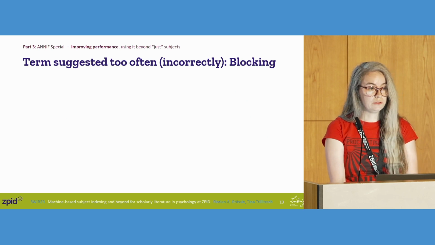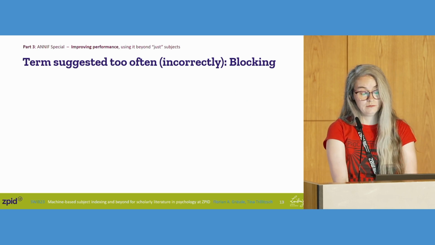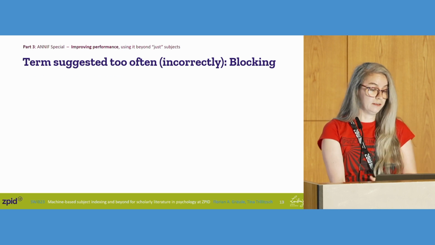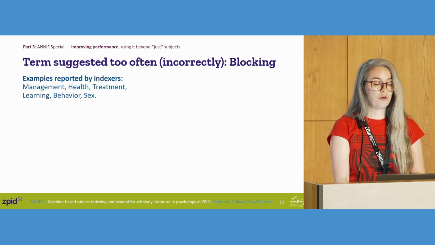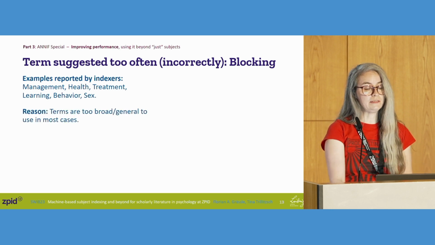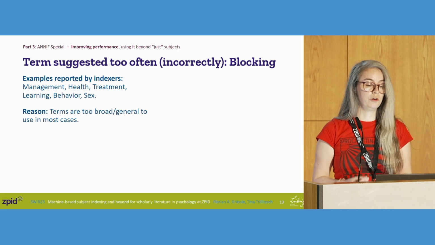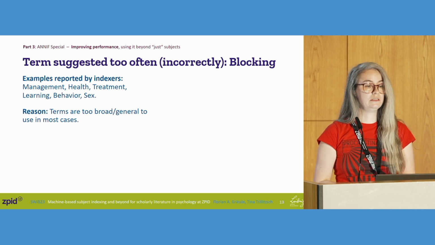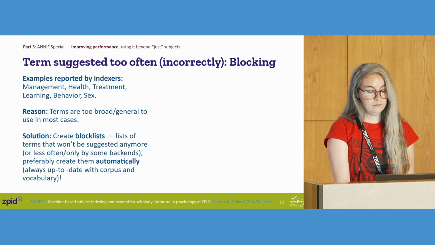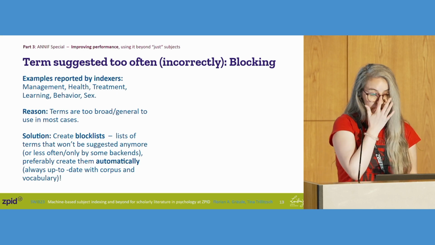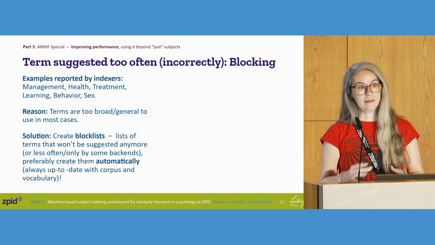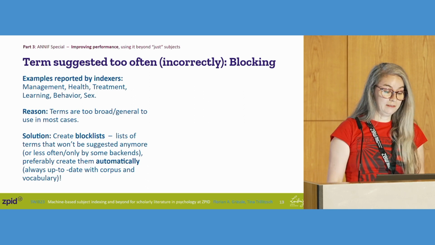What we do when terms are simply suggested way too often incorrectly, and that's in one word, blocking. Some examples are really broad, like health or treatment or learning, which is something that our indexers reported. These are just so broad in general that we, in most cases, just never use them because there's always a more specific term to use. The solution is we create block lists, so lists of terms that won't be suggested anymore, or hopefully less often, by the backends that are bad at them.